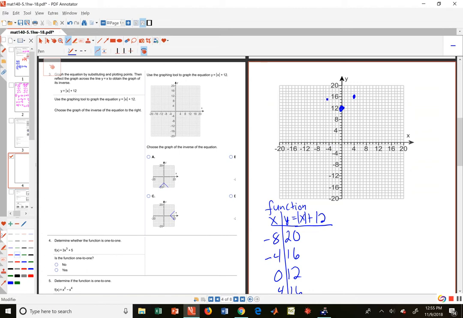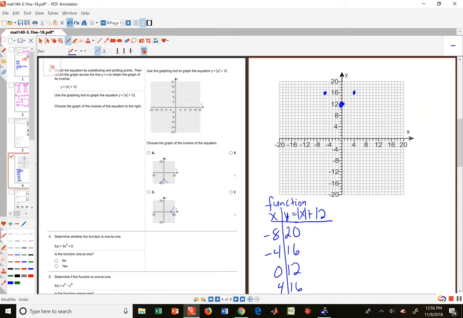At negative 4, we're at 16. I feel like that was a little bit off, so let me try one more time. Negative 4, positive 16. There we go. And then our last two, 8 and 20, and negative 8 and 20. There's our graph. It's a little V-shaped graph. It's the absolute value function shifted up by 12.